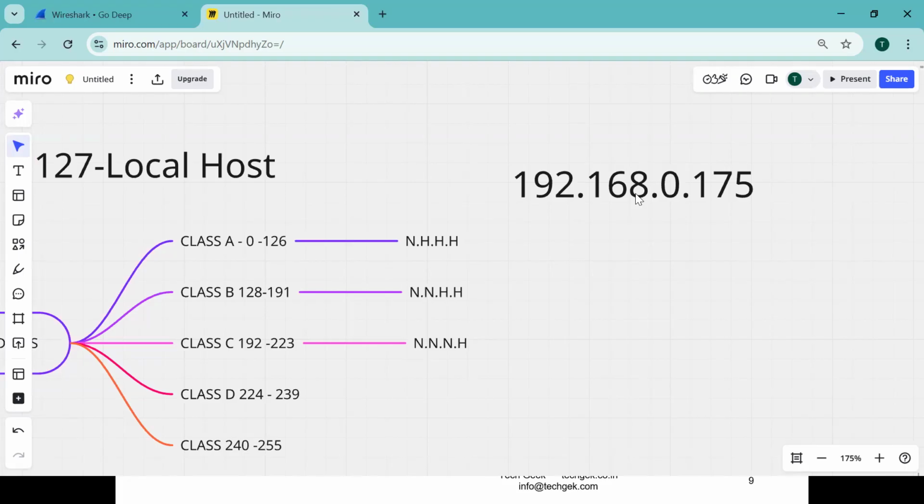Is it class B? If you see clearly, the class B range ends at 191, right? The start of class C is 192. So can I consider that a class C IP address? Correct?